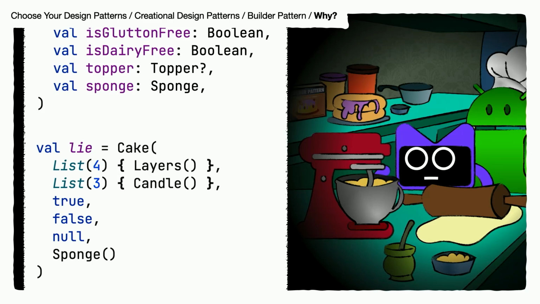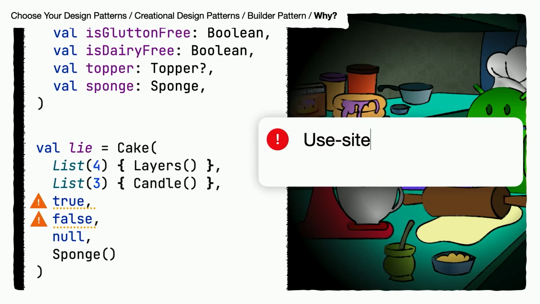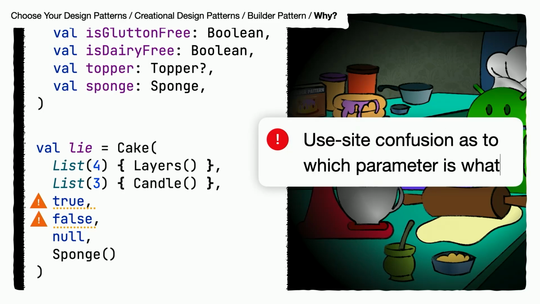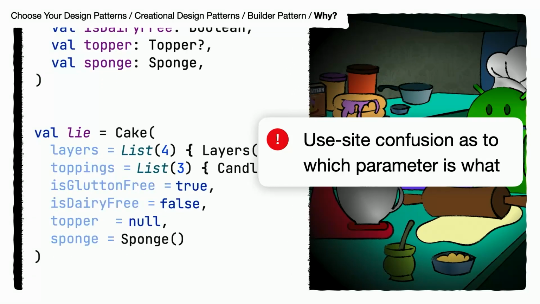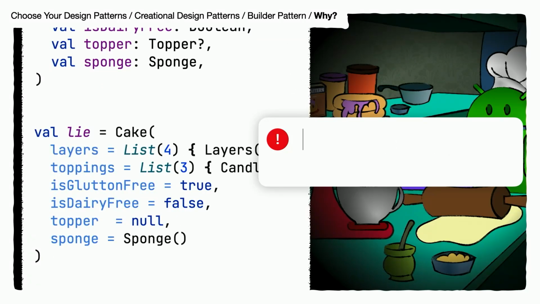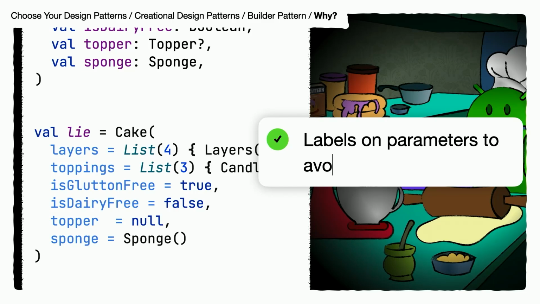Now, you cannot tell me that, hey, isn't this as confusing as the Java example? Like, you don't know what this true and false means here, right? That is true. You don't know that. But this is where another tool from Kotlin tooling comes in. In Kotlin, we have labeled parameters. We can just label all the parameters, and that avoids that confusion.